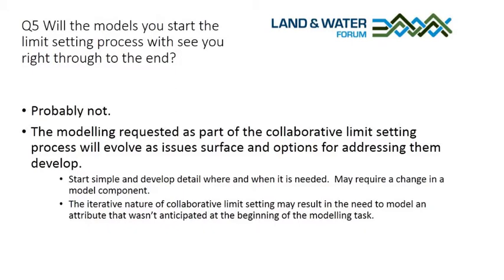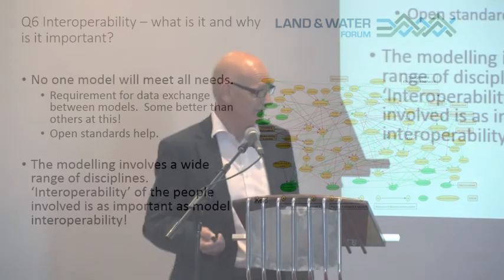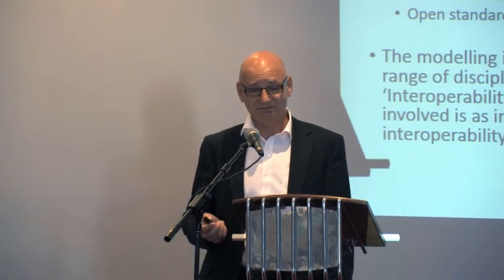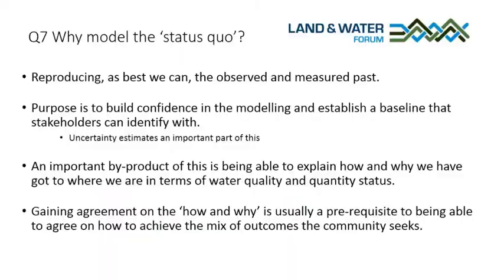No one model will meet all needs, and so it's important that the models work together effectively. That's what interoperability is. But equally important is the interoperability of the scientists and modelers using the software. That's probably the most important aspect of interoperability.